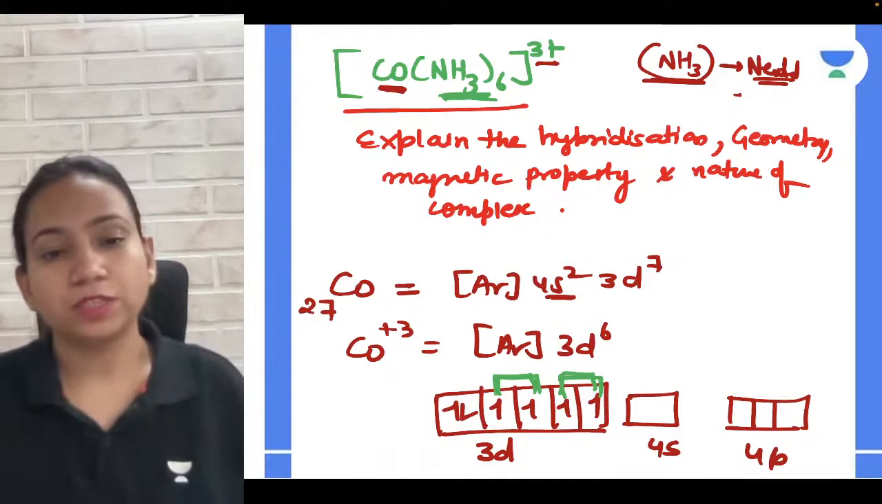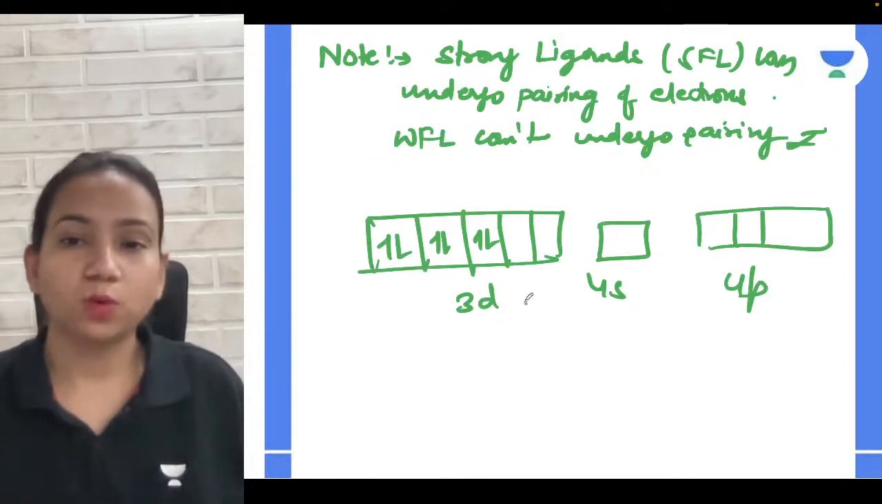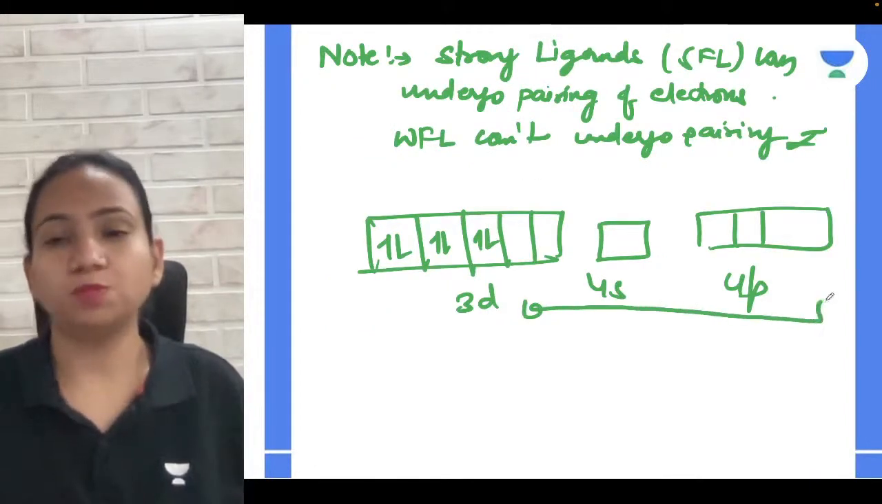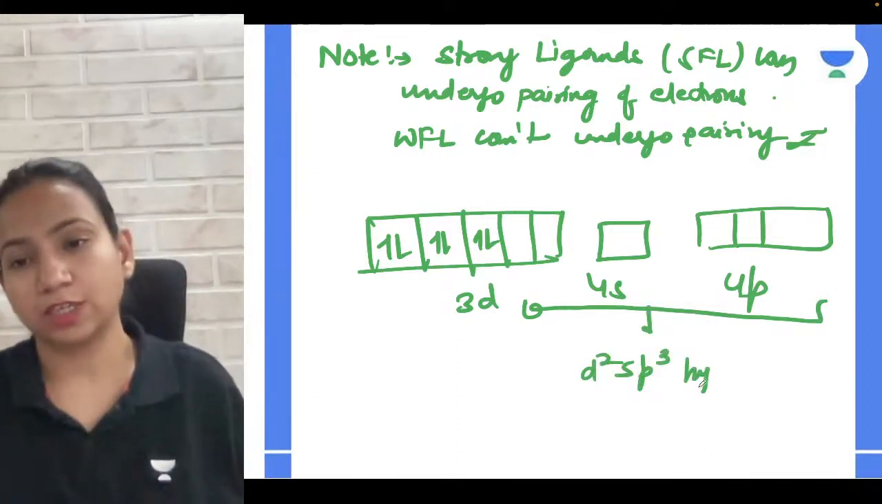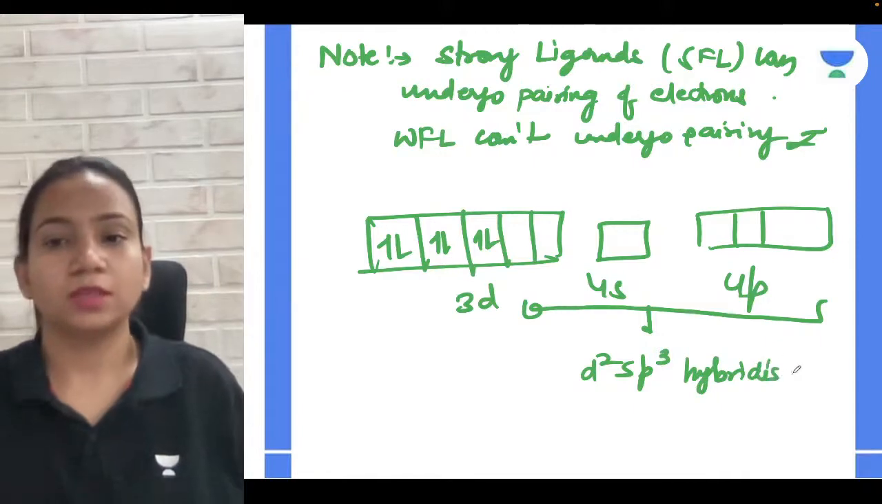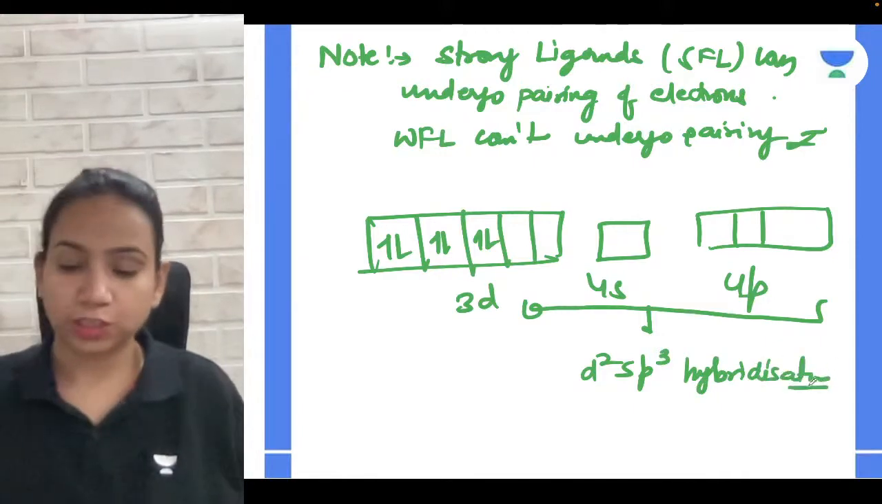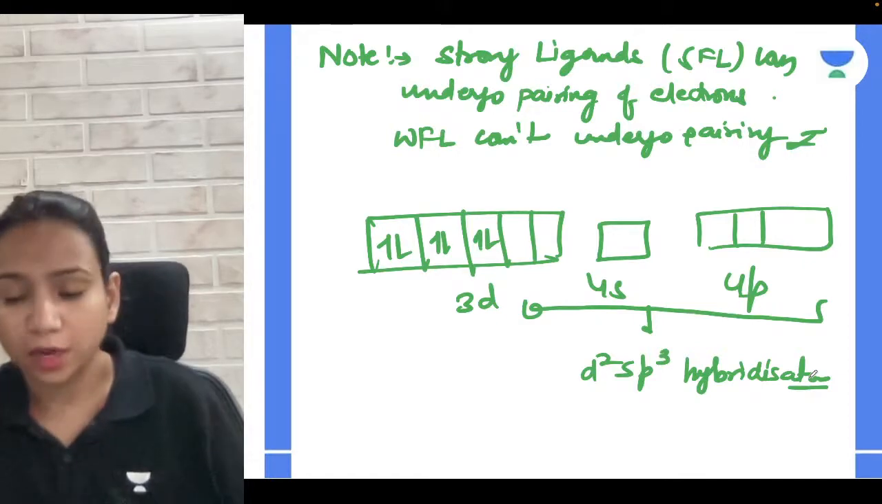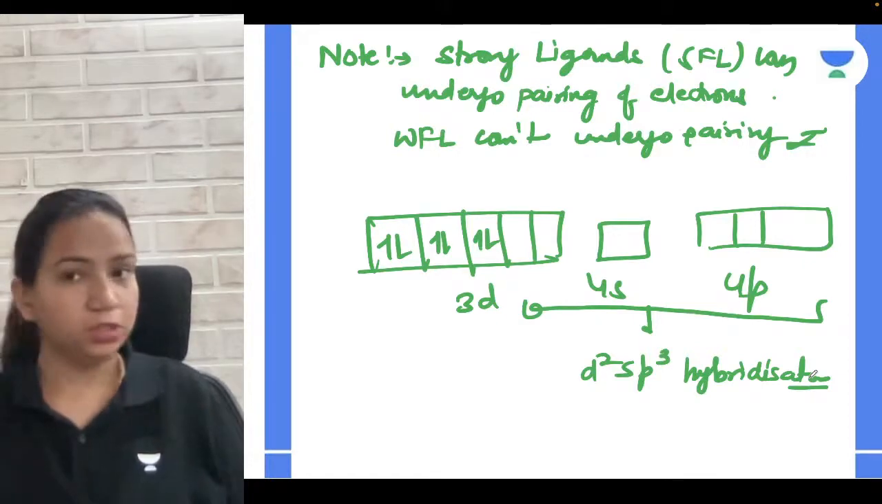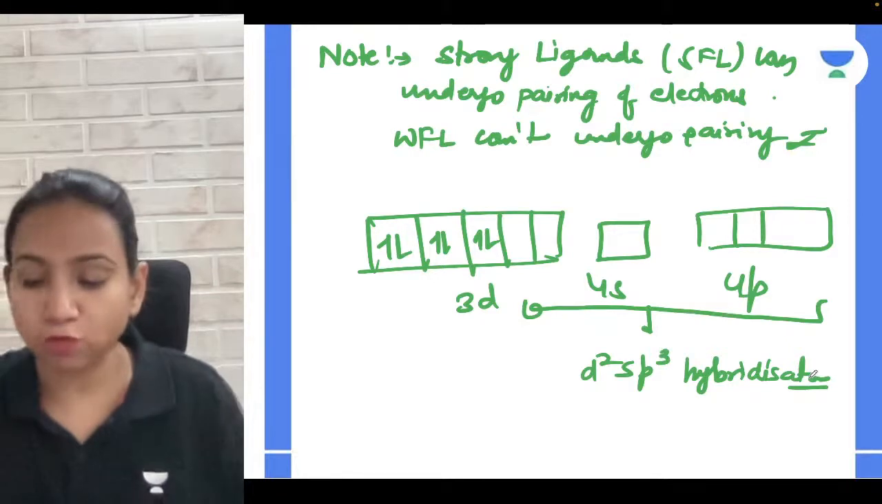So now you have the d orbitals also available. What will happen? 2d, 1s and 3p will get involved, and it will be d2sp3 hybridization. Depending upon how many ligands there are, that many orbitals you require, because every ligand will donate 2 electrons for the formation of a bond.